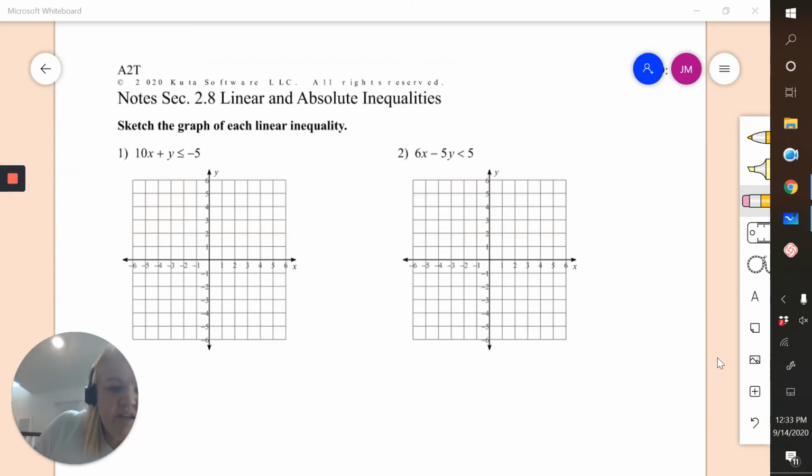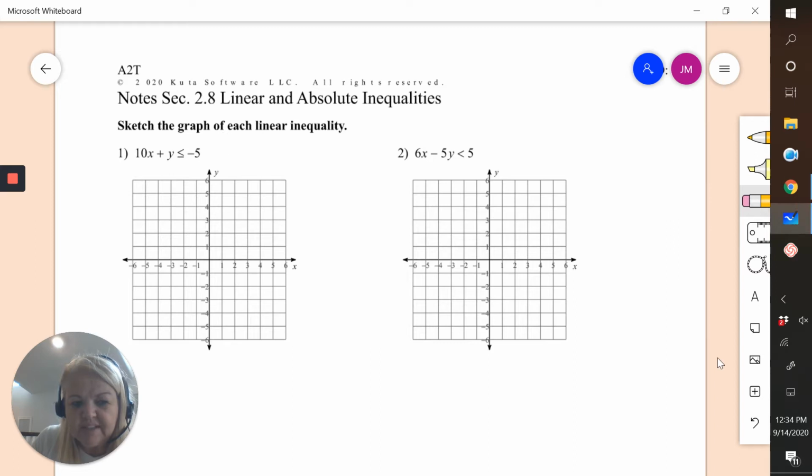Okay, today we're going to be talking about graphing linear inequalities, and then we're going to talk about graphing absolute value inequalities. So we're going to look at the first example here. The linear one should look familiar to you from Algebra 1. The first thing I want to do on this one is solve this equation for y.